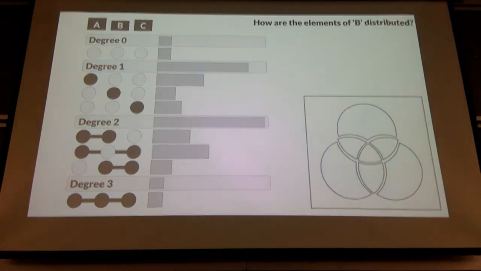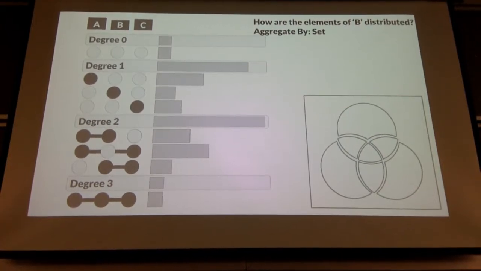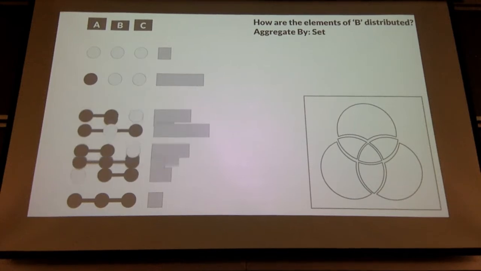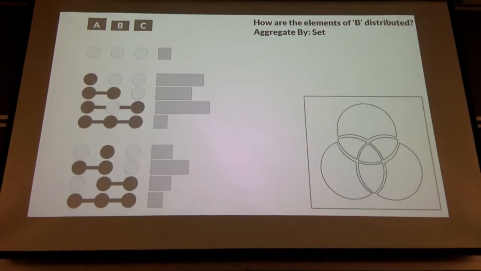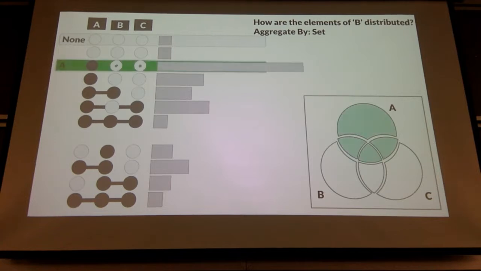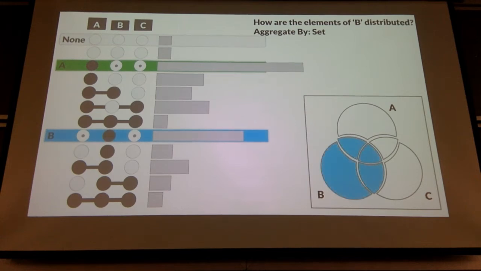Degree is one way to aggregate. I could also ask a question, how are the elements of B distributed? So instead I could aggregate by set, so that I see all of the intersections of B close to each other and also the summary of all of the elements in B. So I start off with A here, then I continue on with B, and so on.